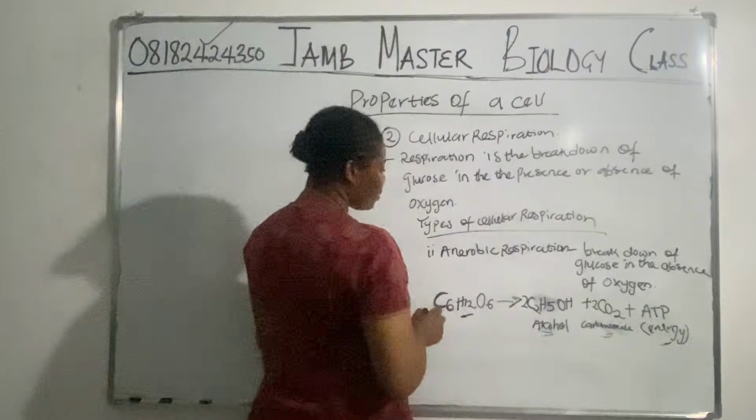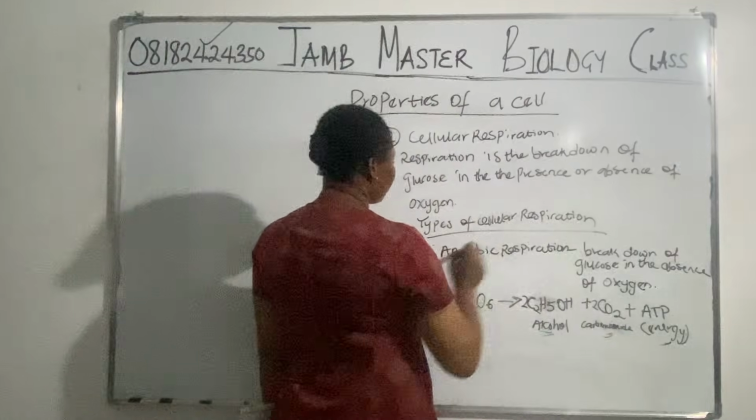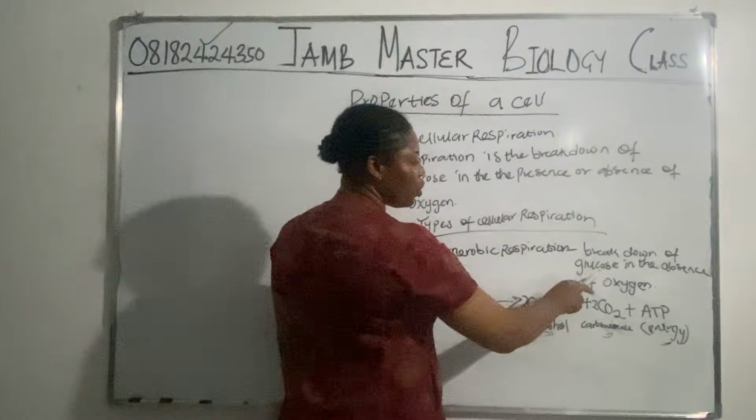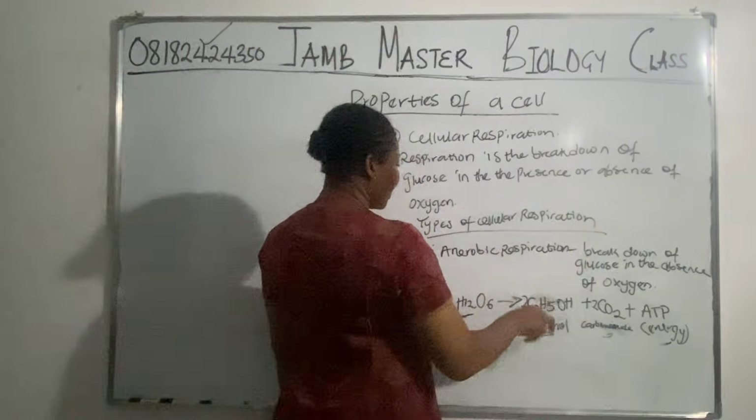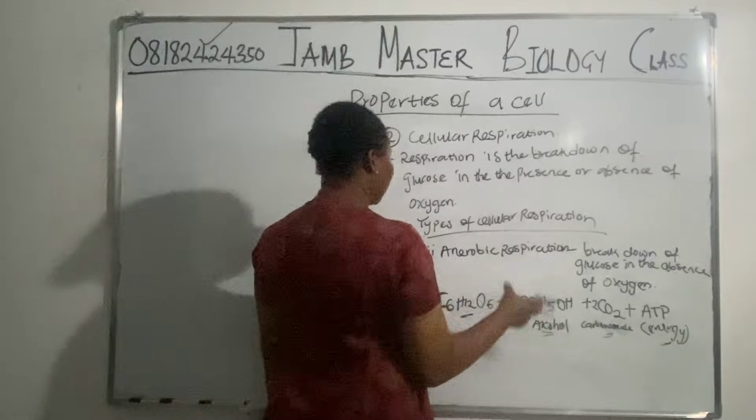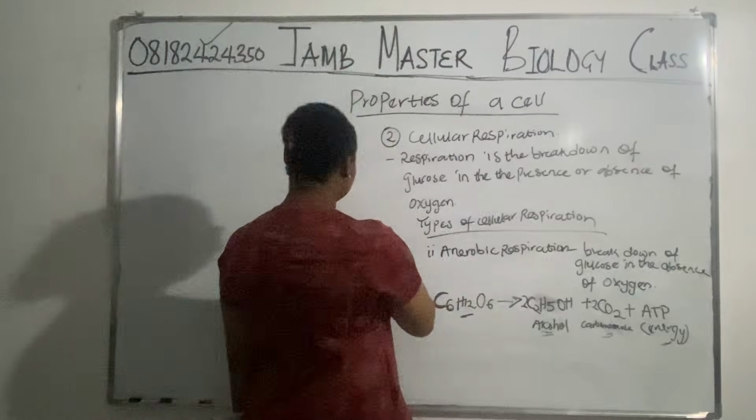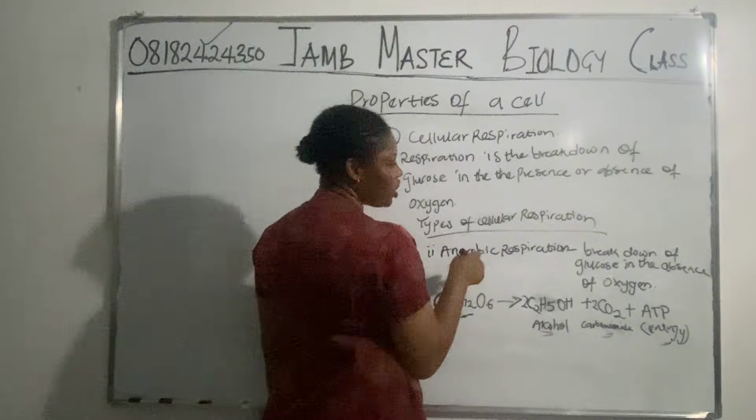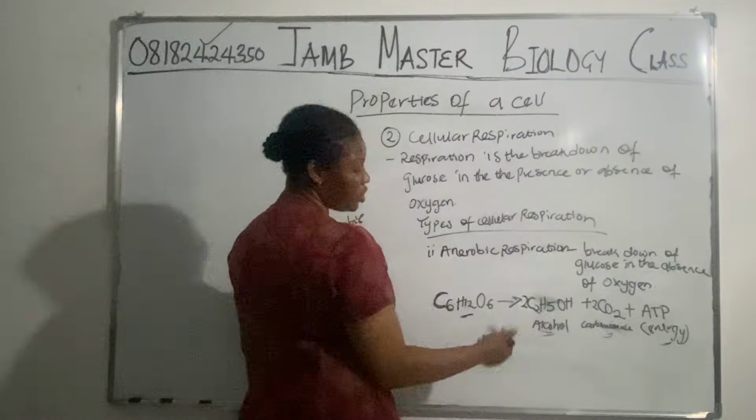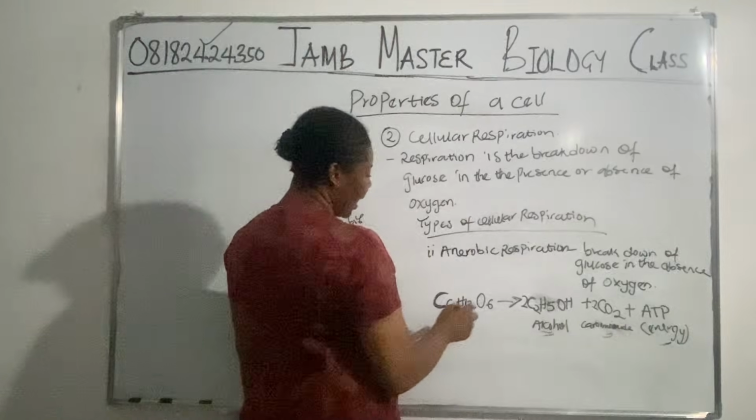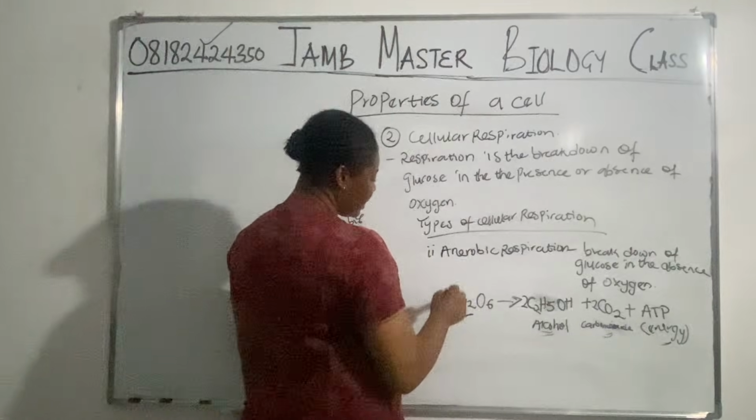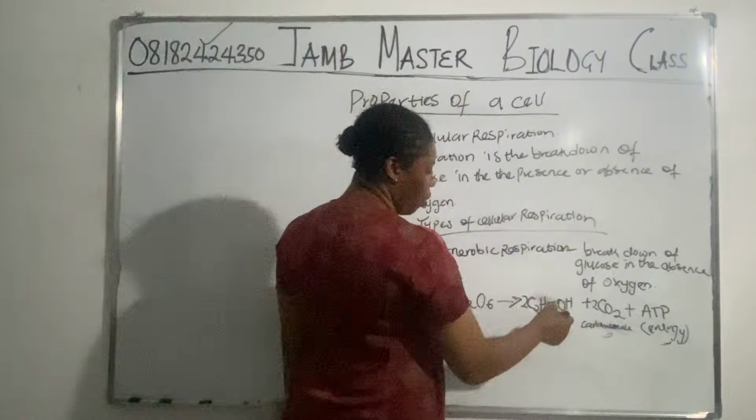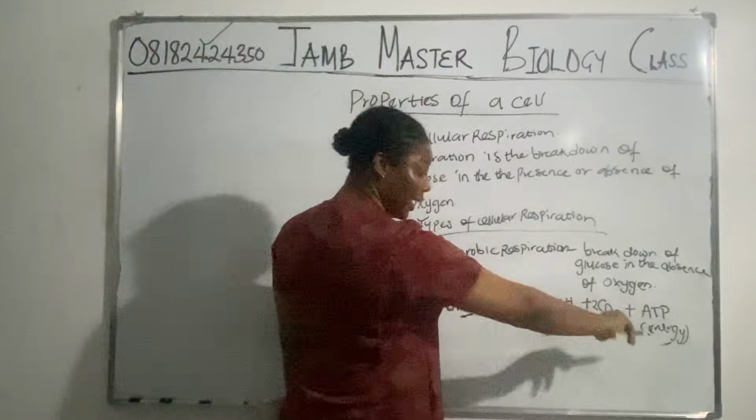So I said that in cellular respiration we have anaerobic respiration, which is the breakdown of glucose in the absence of oxygen. So oxygen is absent. Remember that in aerobic, oxygen is present. In anaerobic, oxygen is absent. This is the glucose, C6H12O6. It's broken down to 2 molecules of alcohol, carbon dioxide, and energy.